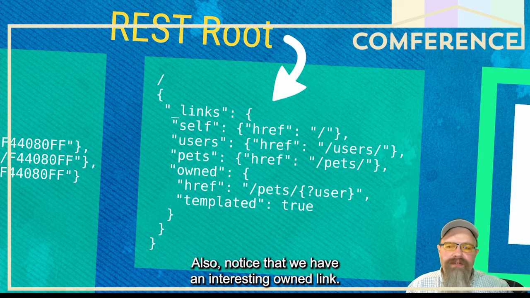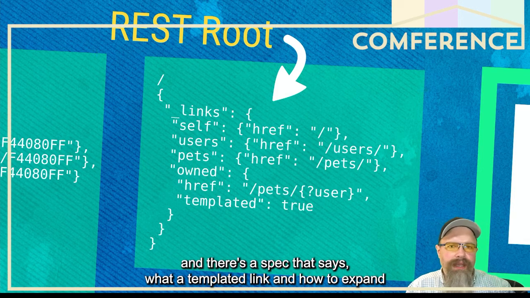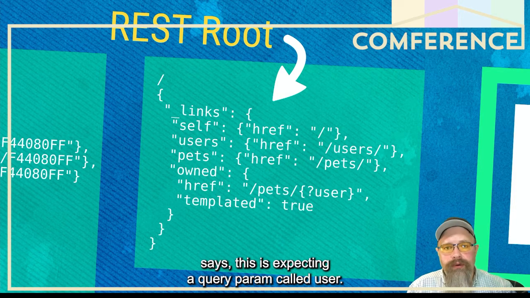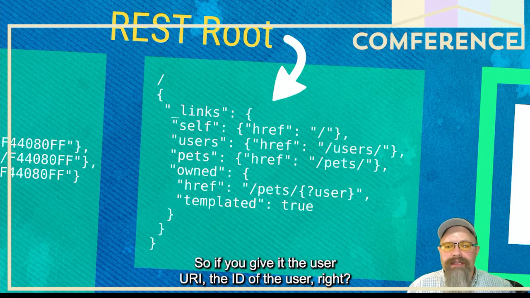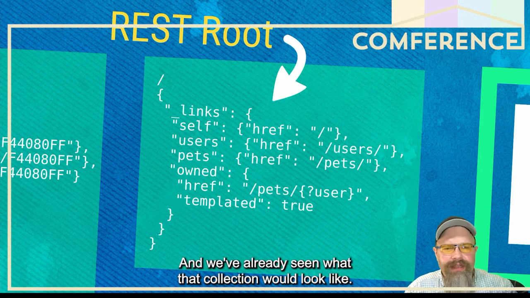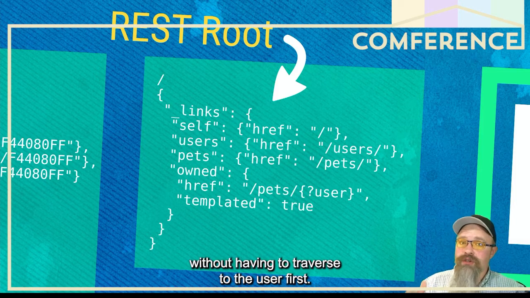Also notice that we have an interesting owned link. Now this owned link is a templated link, and there's a spec that says what a templated link is and how to expand those templates. In this case, the question mark user just says this is expecting a query param called user, and so if you give it the user URI, the ID of the user, right, you'll get the pets that user owns. And we've already seen what that collection would look like. But this is how we would express it without having to traverse to the user first.